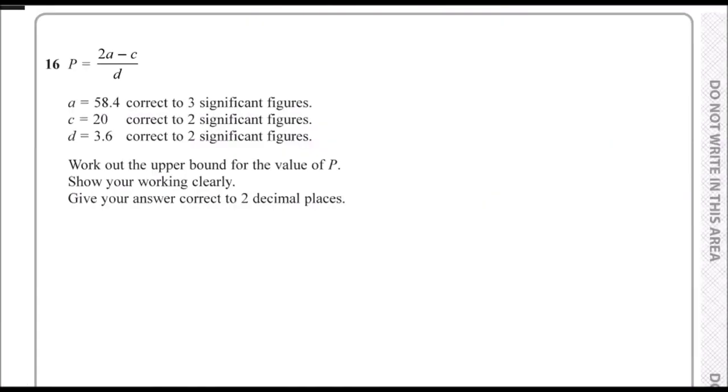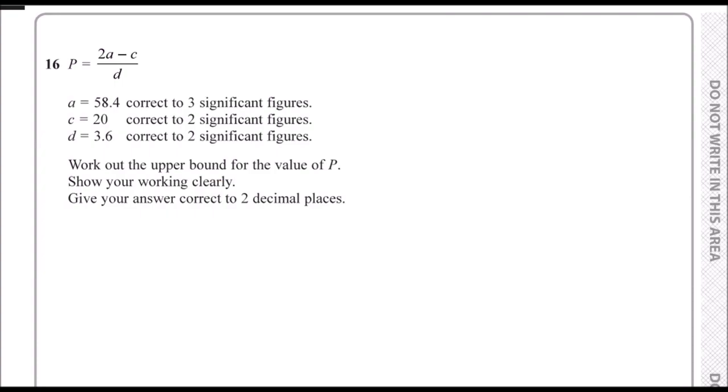And that's it, guys. Okay, 16. So P equals 2A minus C over D. Now, what they have here is they have 3 terms and all of these have been rounded to a certain number of significant figures. Now, for this question, they want us to work out an upper bound for this value P, and we've got to show the working clearly.